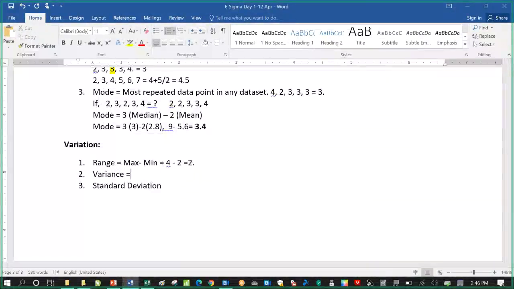Another measure of variation is variance. Please understand this question was asked in GE and many other companies. This was the interview question for 28 lakh. What is the difference between variation and variance?